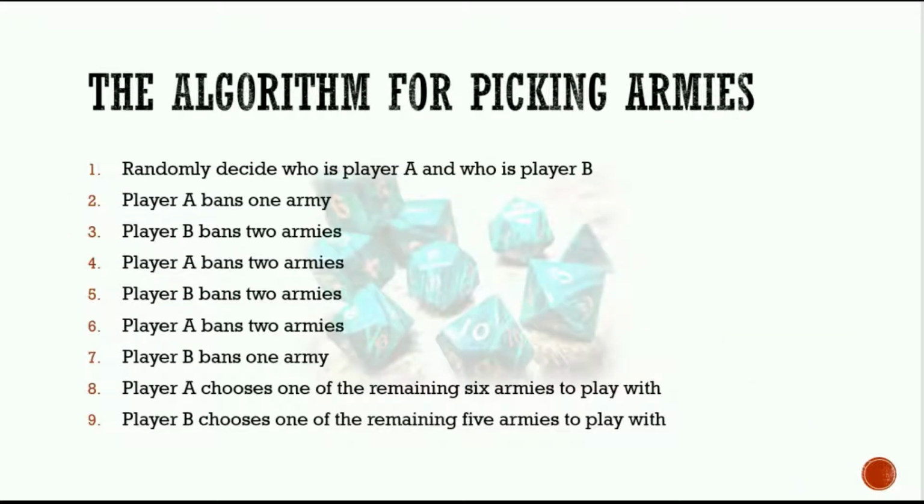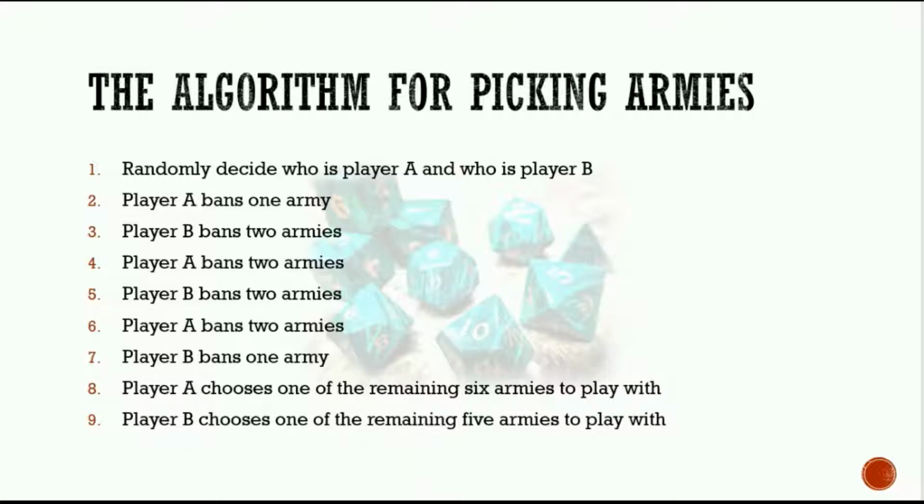So we have two players. We randomly decide which is player A and which is player B, and then we have a ban list. We ban a total of 10 armies, 5 for player A, 5 for player B. This is steps 2 to 7. And then out of the 6 remaining armies, first player A chooses one to play, and then player B chooses one of the remaining 5 to play. I know I cannot call it exactly random, but the results are quite nice.